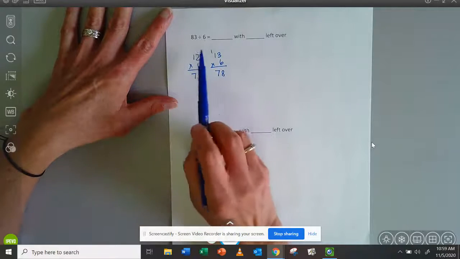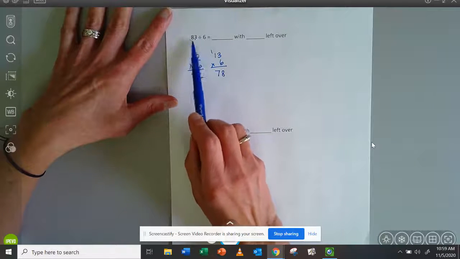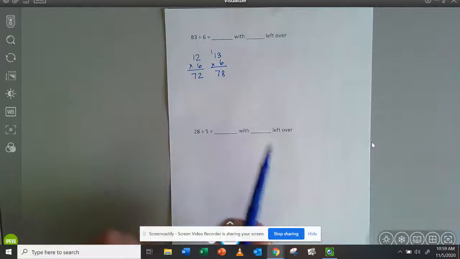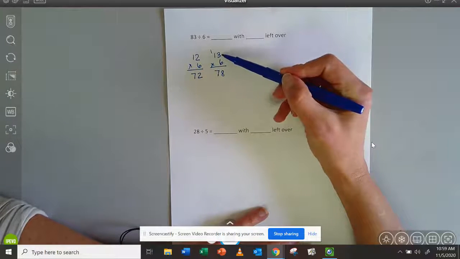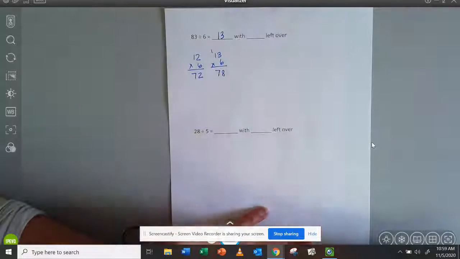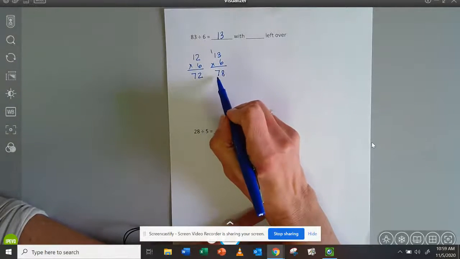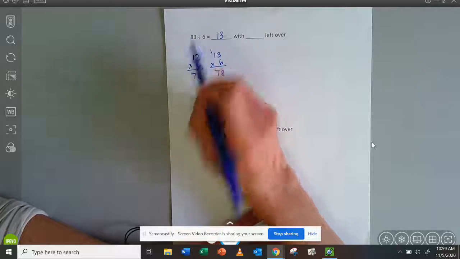So I know that if I have 83, let's say 83 cookies, and I'm going to bag them up into bags of 6, I can make 13 bags with 6 cookies in each bag. So my answer is going to be 13. But I'm going to have some cookies left over. How many cookies I'm going to have left over is going to be the difference between 78 and 83.